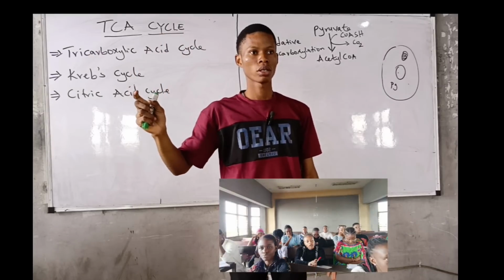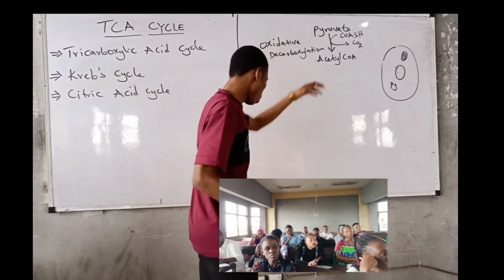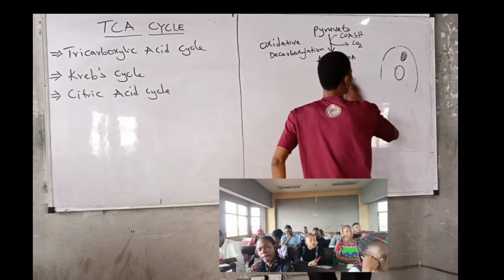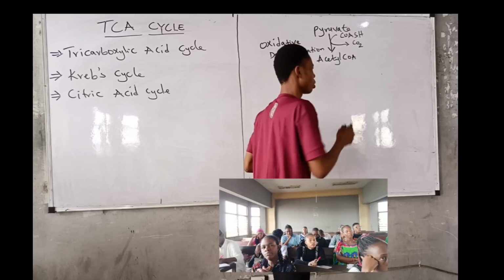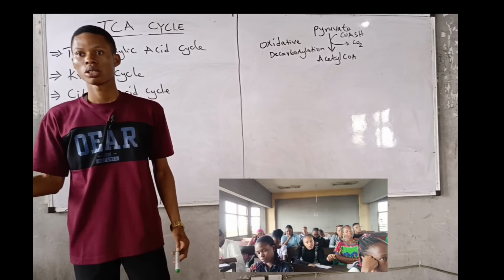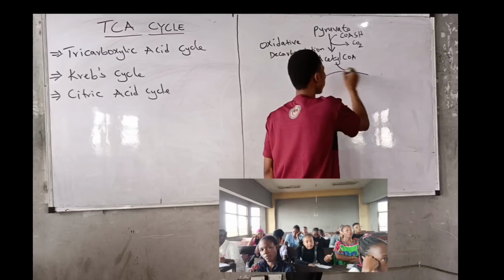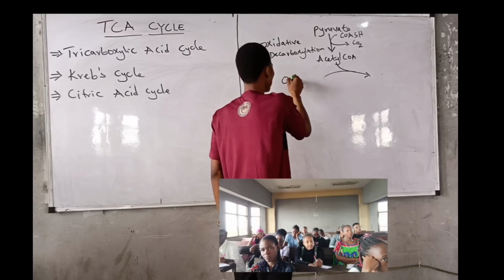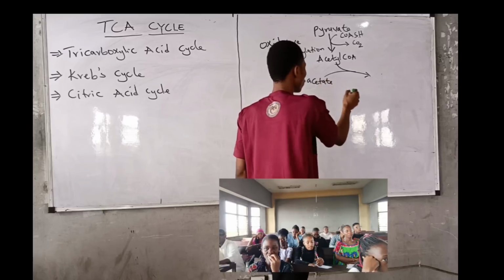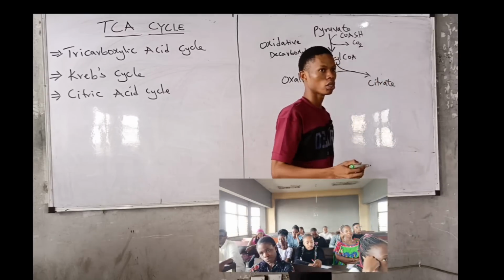TCA cycle takes place where? In the what? Mitochondria. Now, acetyl-CoA has been formed. The first step now in the TCA cycle, this acetyl-CoA, please note this because if you understand it, you already know the glyoxylate pathway. Yes. Acetyl-CoA, first of all, will condense with oxaloacetate to form what? Citrate. Don't write it.